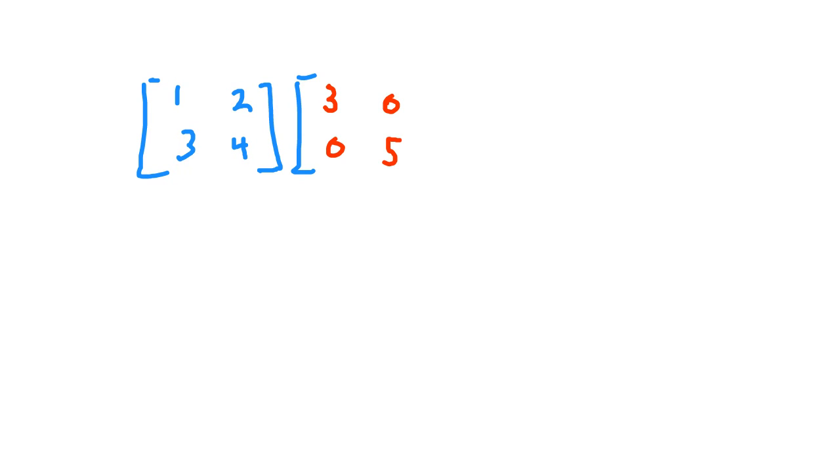I'll just give you an example here. If you have a matrix like 1, 2, 3, and 4, and you multiply it by the diagonal matrix with a 3 and a 5 here.